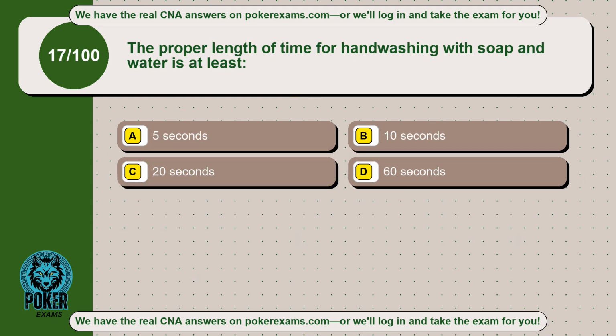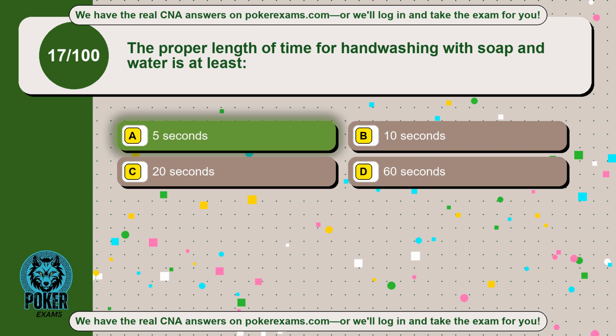Question 17. The proper length of time for hand washing with soap and water is at least: Option A, 5 seconds. Option B, 10 seconds. Option C, 20 seconds. Option D, 60 seconds.